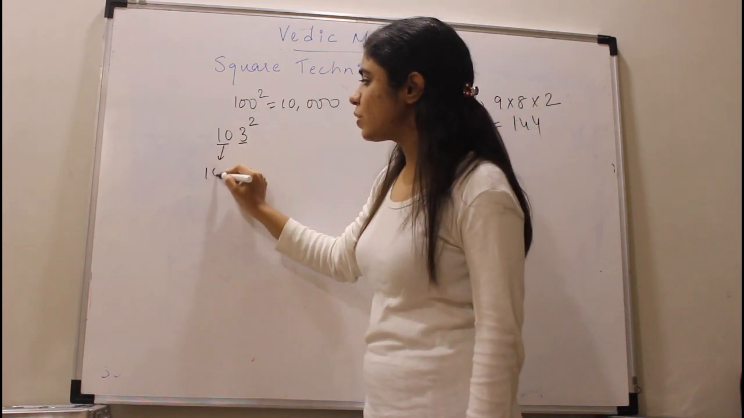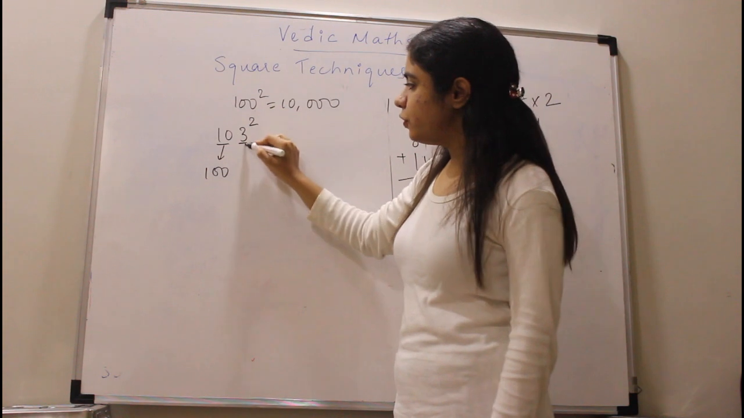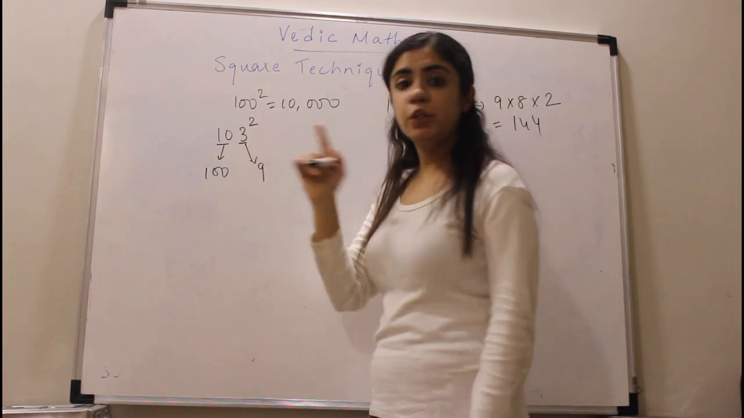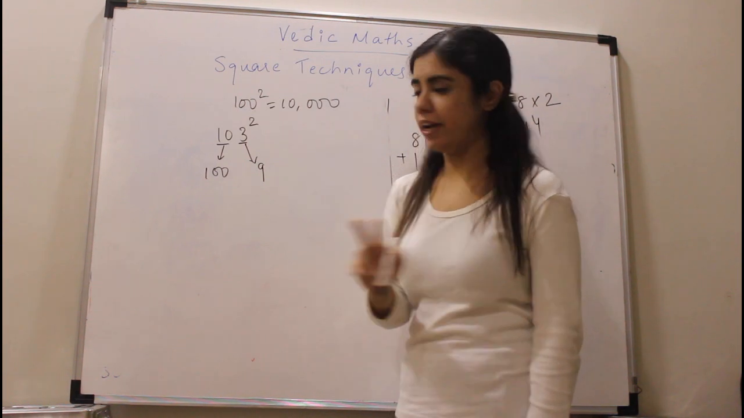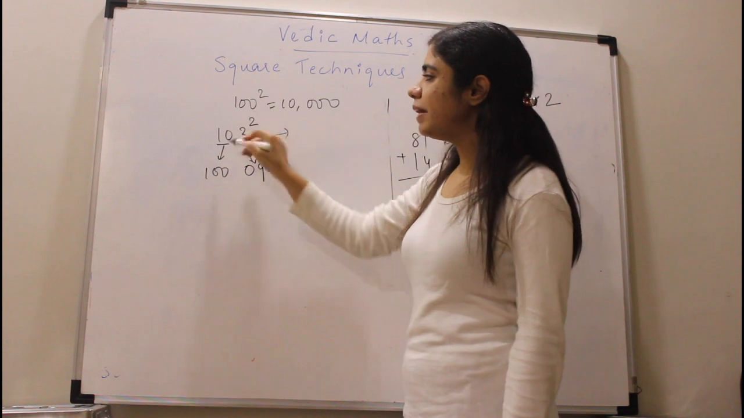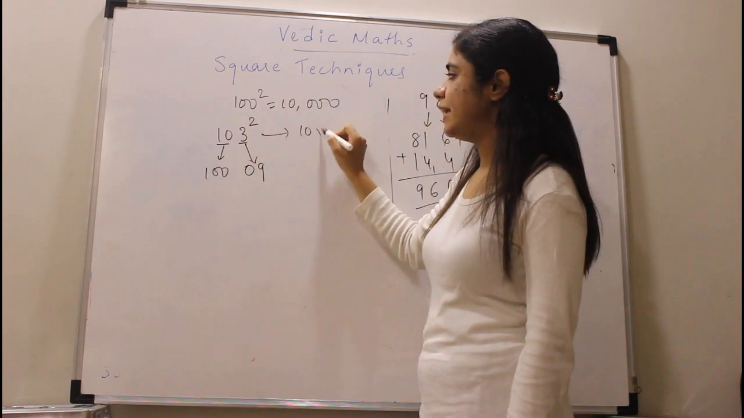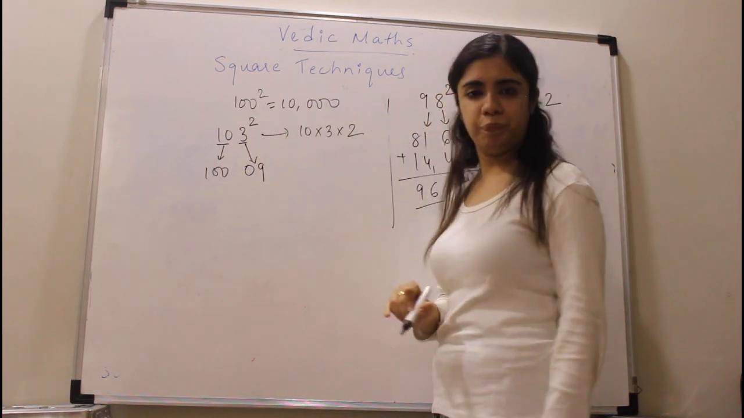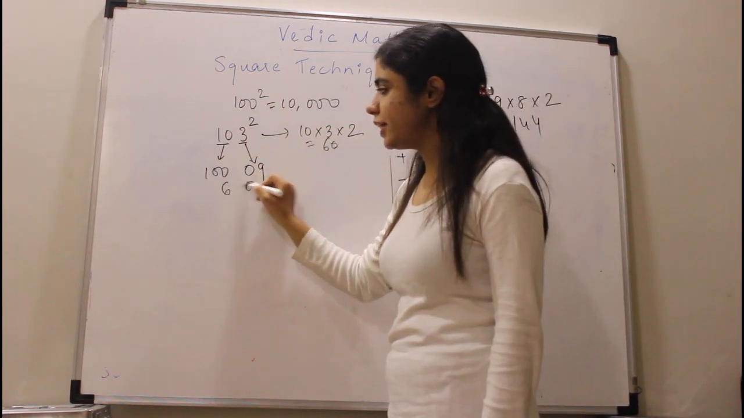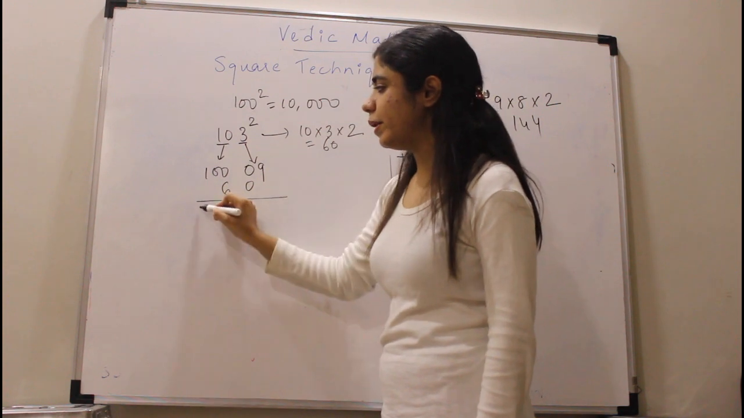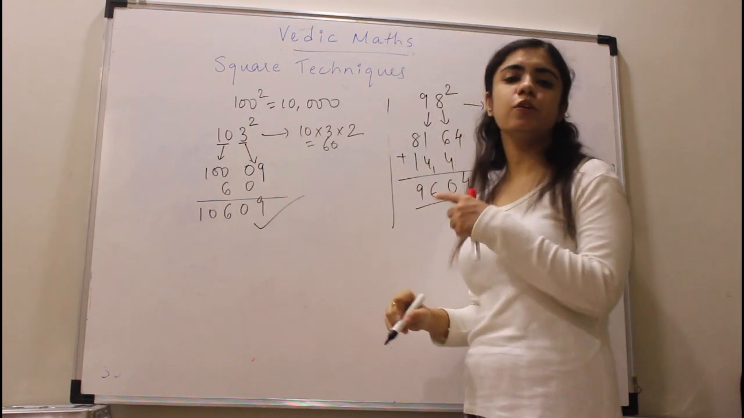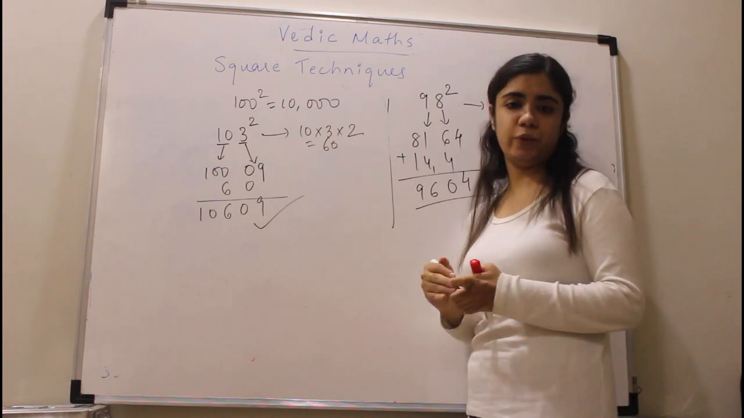Now 10 square is 100. 3 square is 9. But I told you for the last digit, you have to write 2 digits, right? So for 3, I'm going to write 09. Now multiply these numbers. So this will be 10 into 3 into 2. So this will become 60. So write 60 down here. So your answer will be 10609. This is 103 square. It hardly took any time.